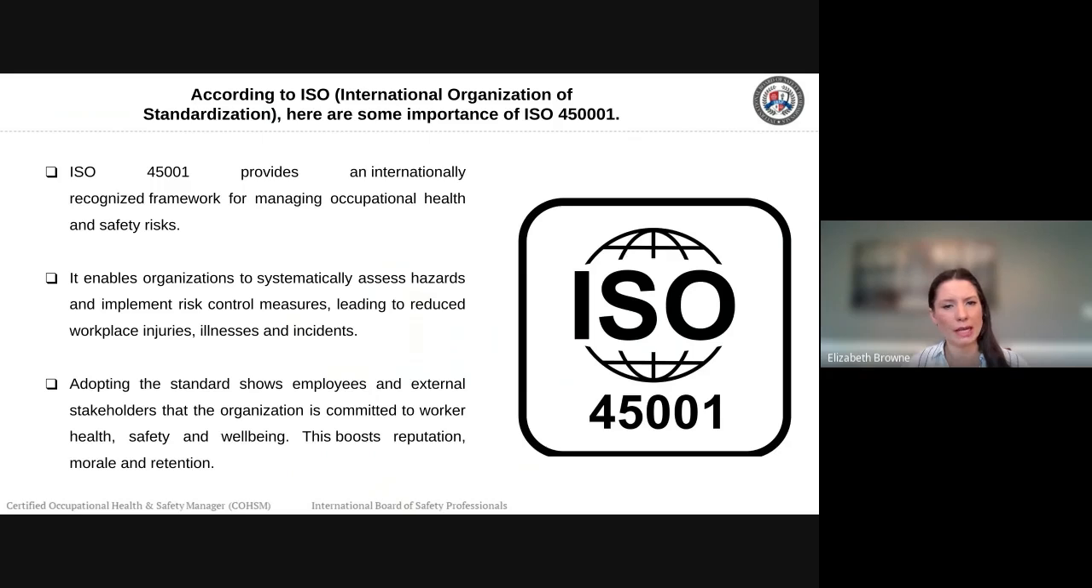All right, some important elements of the ISO 45001. It provides an internationally recognized framework for managing occupational health and safety risk. It enables organizations to systematically assess hazards and implement risk control measures, as we mentioned on the last slide, which ultimately will lead to reduced workplace injuries, illnesses, and incidents. We're constantly improving that and trying to strive for zero injuries, illnesses, and incidents.